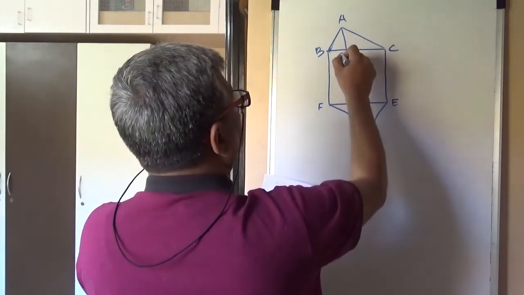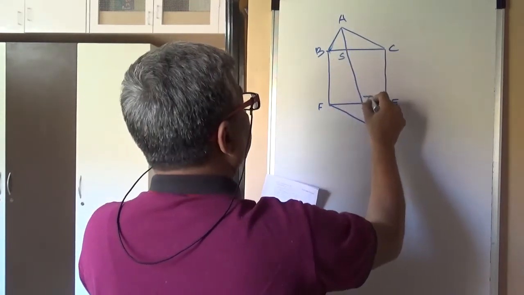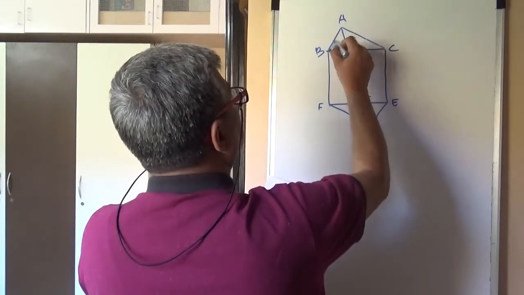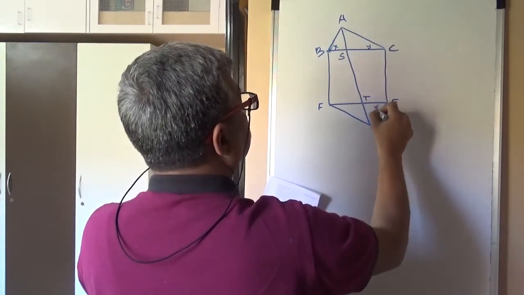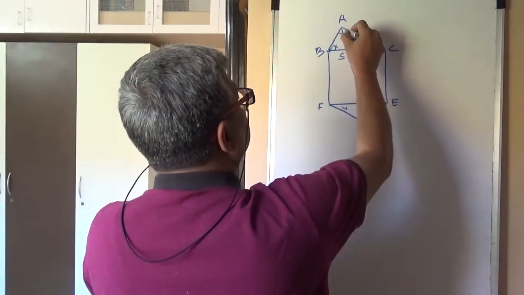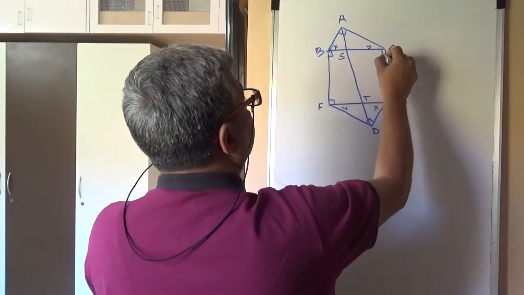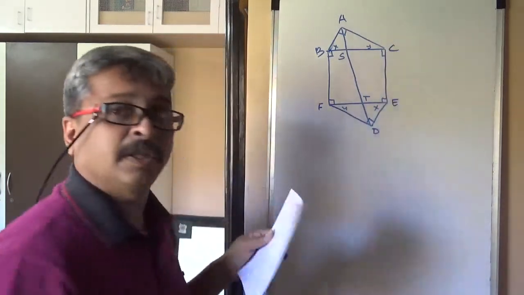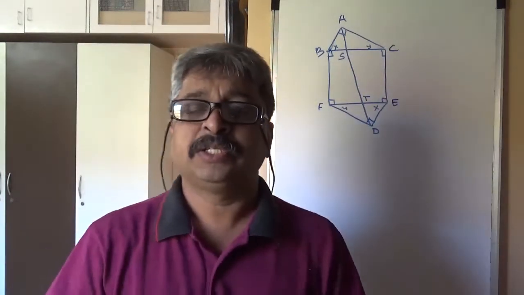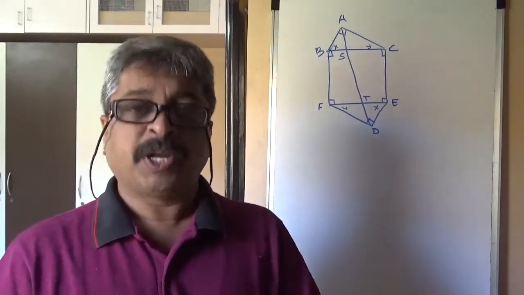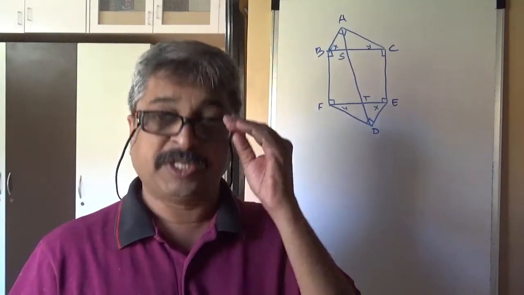AD. Let this point be S, let this point be T. Now this is X, this is Y, this is X, this is Y. Both these angles are 90 degrees and this is a square. Okay. So in this configuration, now this proof, we will not discuss the geometry part of this proof because it is going to be simple.